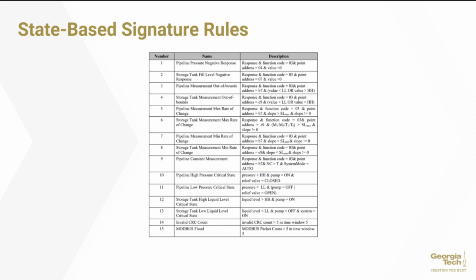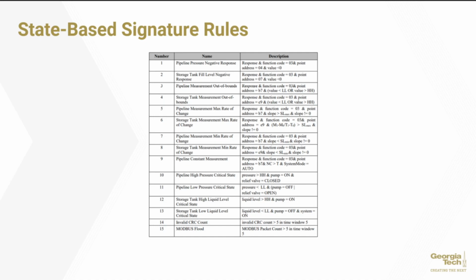And here we see the state-based rules. As on the previous slide, here we see all the state-based signature rules that are presented in the paper. State-based rules require knowledge from previous Modbus packets or from another source, such as a process sensor. Basically, they need to know either the protocol state or the state of the industrial control system being monitored. The model of the state of the industrial control system is system-specific and requires expert knowledge to develop.